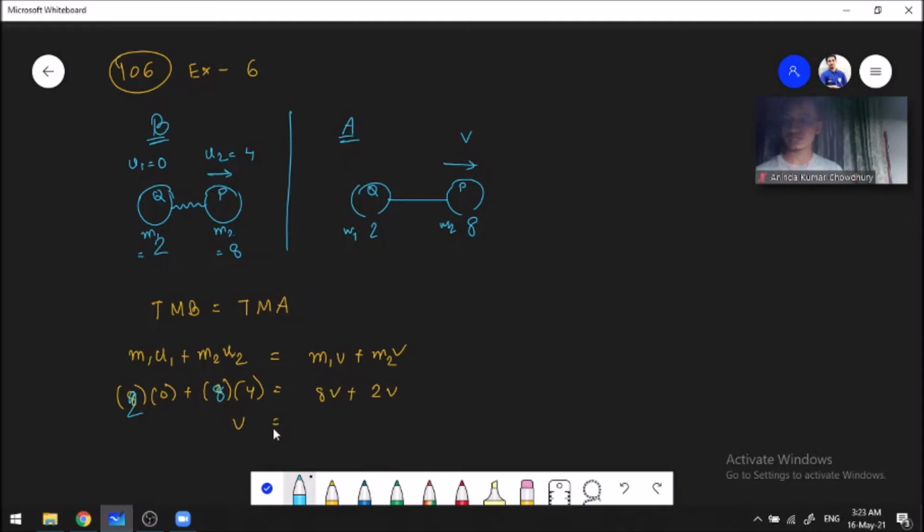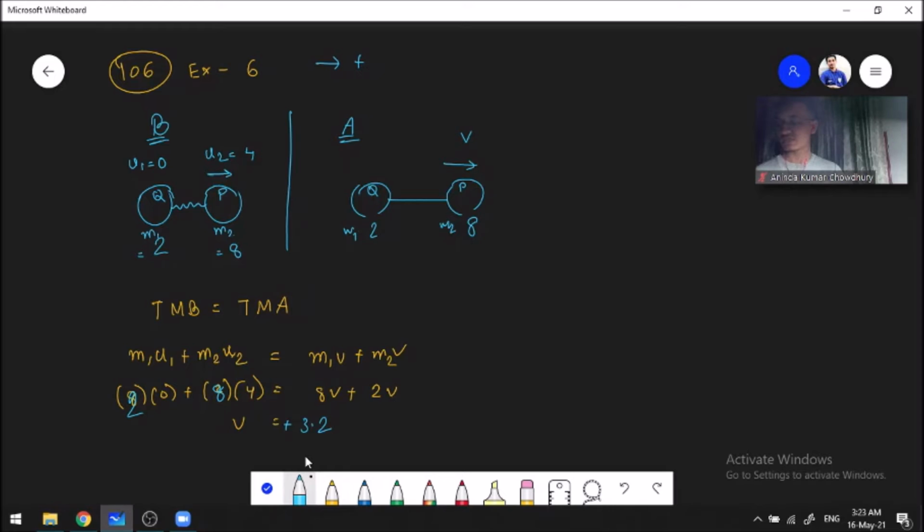So 8 into 4 is 32, divided by this, so our velocity will be 3.2. So the combined velocity after the collision will be positive 3.2. So our velocity turned out to be positive. Therefore, both the particles are moving towards the right.